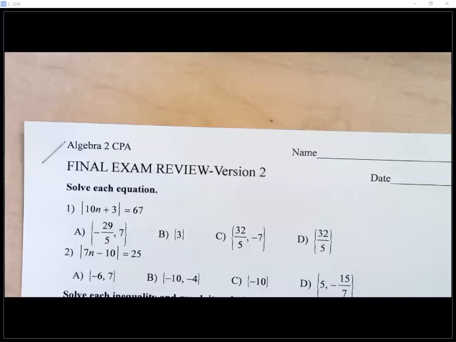Right, showers and with the star. Okay, final exam review. What's your first question? Adam, what do you got? 44. All right, everybody flip to 44.